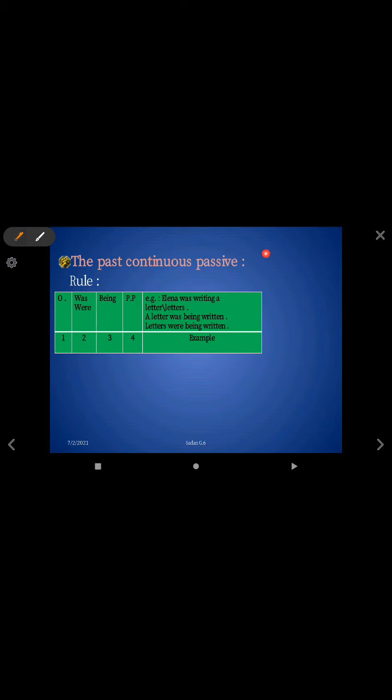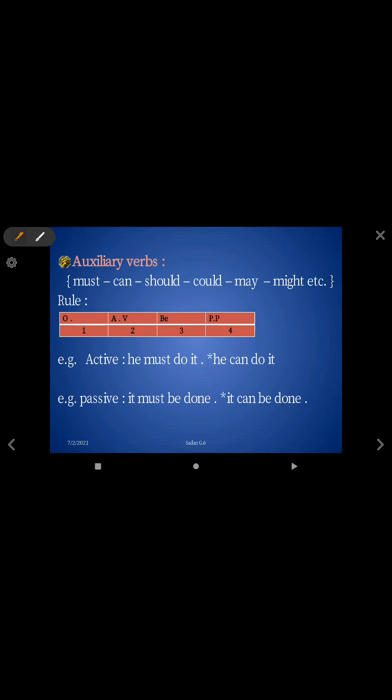Now we get to the past continuous passive. Its rule: first the object, second was or were, third being, and fourth past participle. An example: Elena was writing a letter or letters. A letter was being written by Elena. You can say by Elena or you cannot, as you want. Letters were being written. In the first example, we use was. In the second example, we use were.